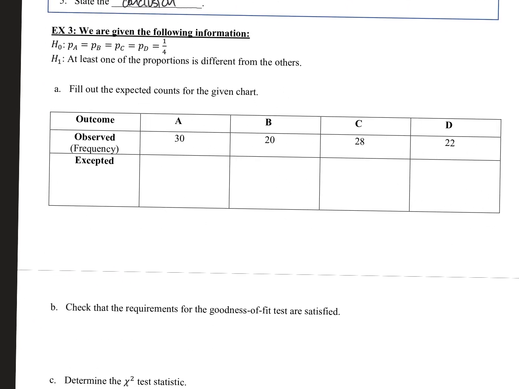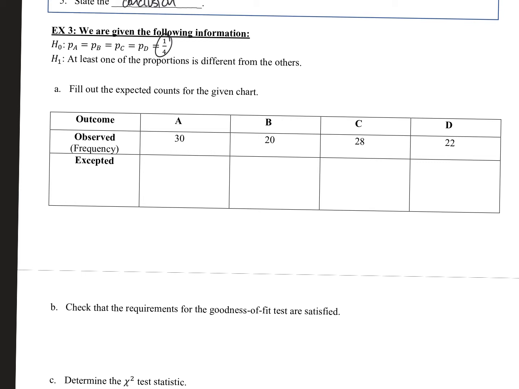So let's go ahead and take a look at example 3. We are given the following information. We have the null hypothesis that all the probabilities are supposed to be a fourth. That's the null hypothesis. And the alternative hypothesis is at least one of the proportions is different from the others. So the first thing we're going to do is fill out the expected counts for the given chart.